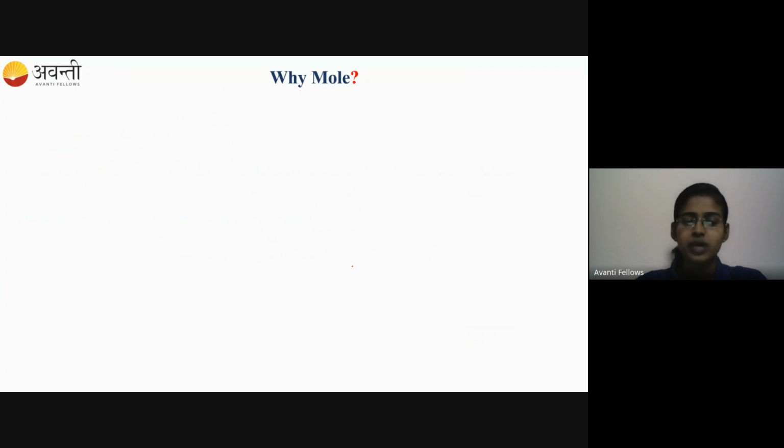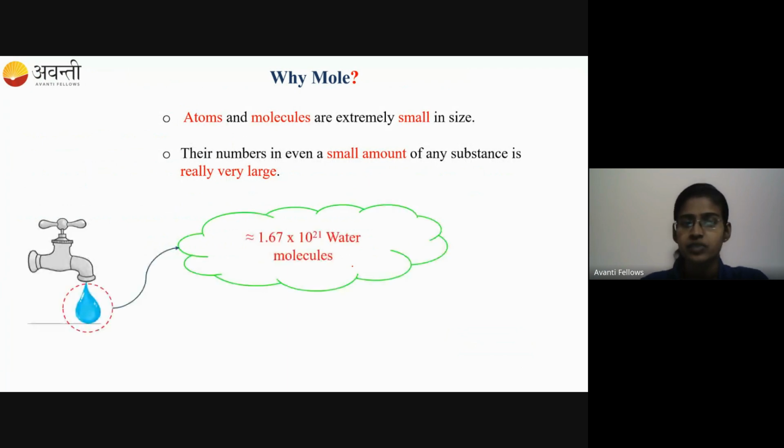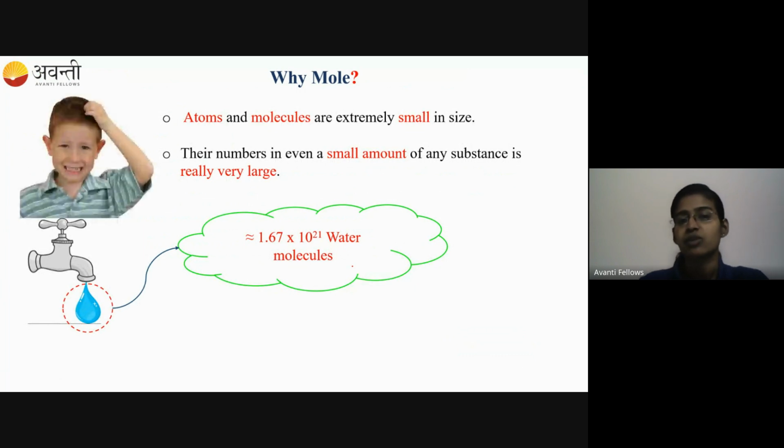I'll tell you, atoms and molecules are extremely small in size, right? And their numbers in even a small amount of any substance are really very large. In case of water, this is a water droplet, and 1.67 into 10 power 21 water molecules are there in that single water drop, right? How will you find out each and every number of molecules or atoms or particles present in each substance? To deal with such large numbers, scientists have invented the term mole.